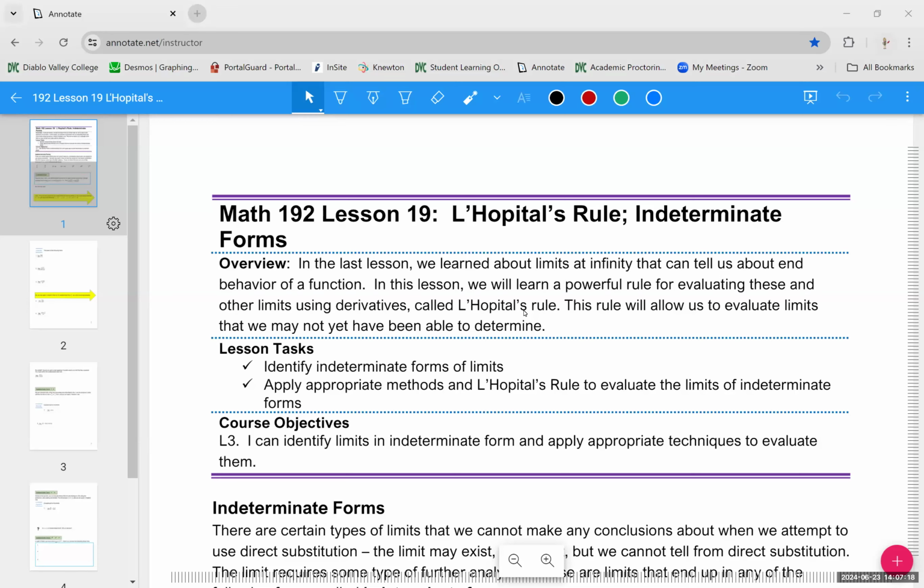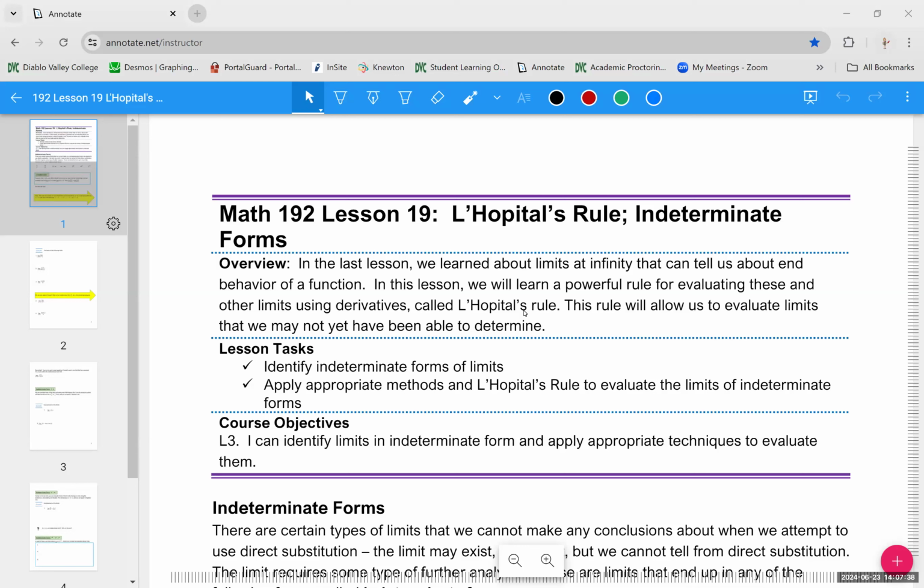Welcome to Lesson 19, L'Hopital's Rule and Indeterminate Forms. You might remember way back in, let's see, was it lesson 4? When we first learned about limits, we talked about 0 over 0 being an indeterminate form. It means that we cannot tell anything about the limit.